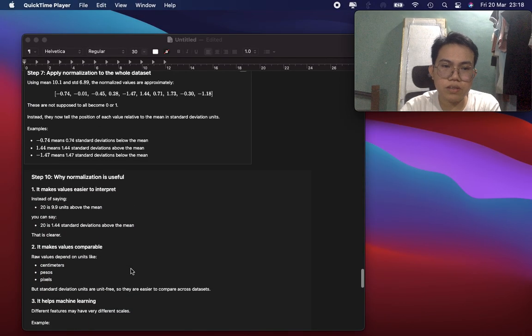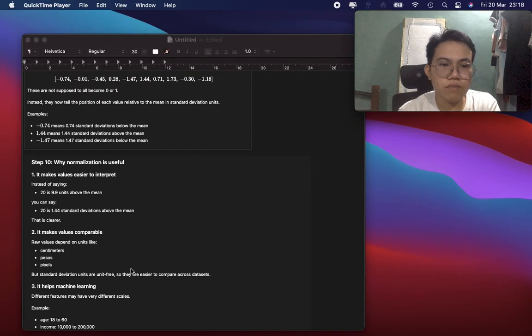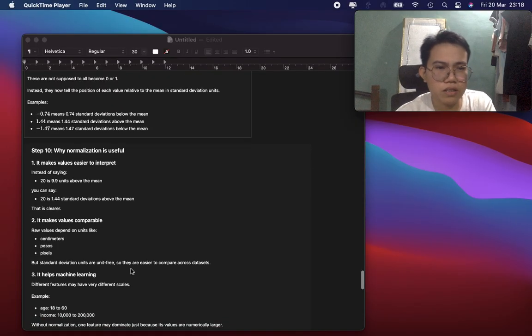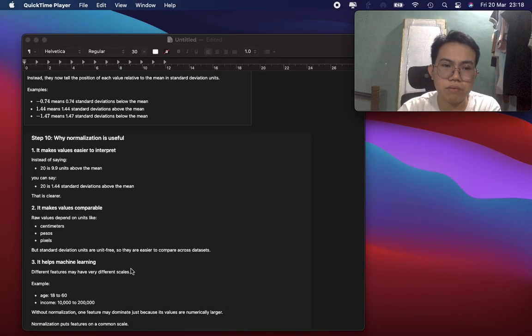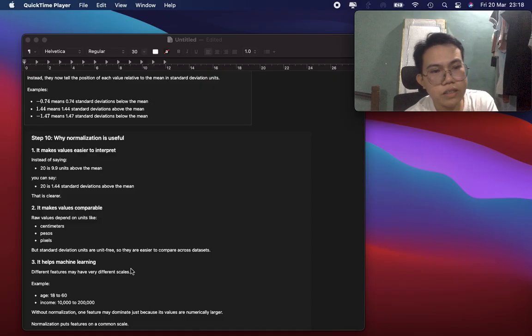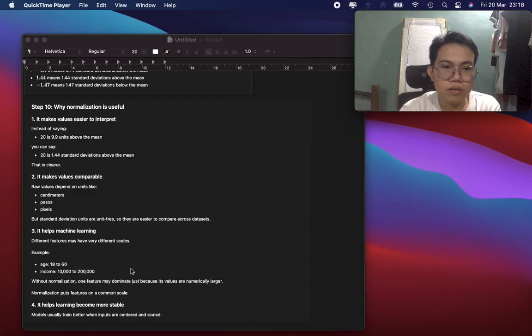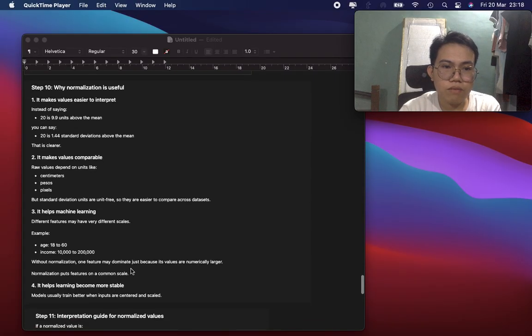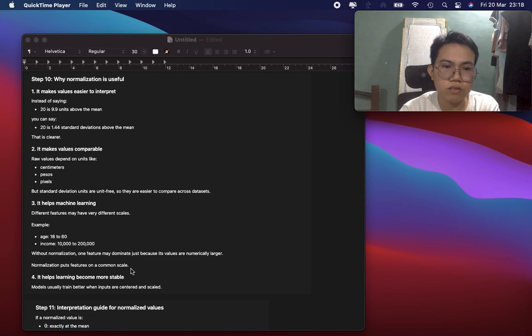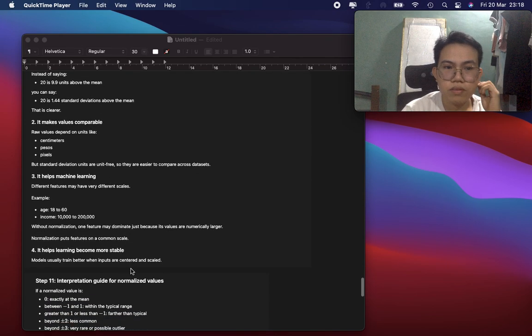So why is normalization useful? It makes values easier to interpret. Instead of saying 20 is 9.9 units above the mean, you can say 20 is 1.44 standard deviations above the mean. It makes values comparable. Raw values depend on units like centimeters or pixels, but standard deviation units are unit-free, so they are easier to compare across data sets.